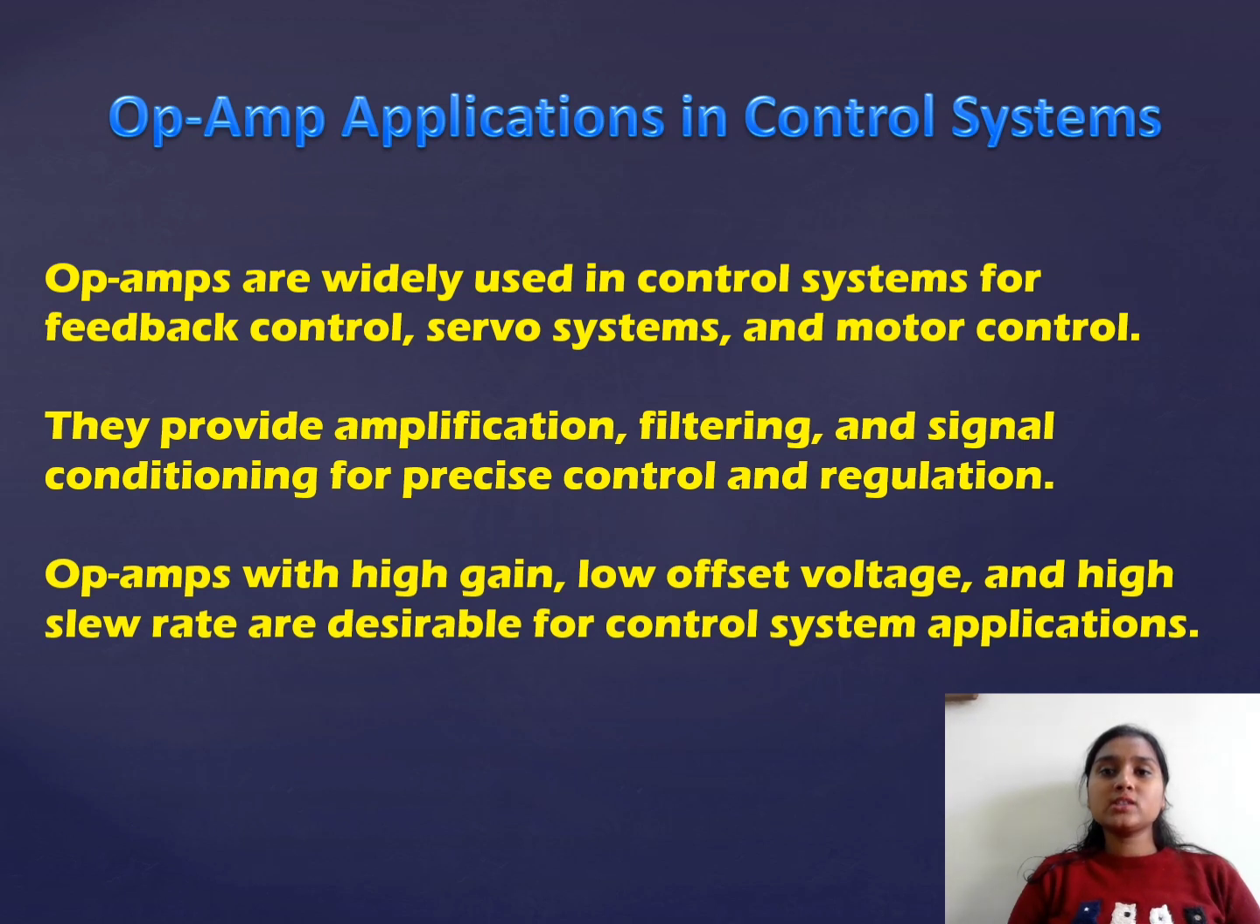Op-amp application in control systems. Op-amps are widely used in control systems for feedback control, servo systems, and motor control. They provide amplification, filtering, and signal conditioning for precise control and regulation. Op-amps with high gain, low offset voltage, and high slew rate are desirable for control system applications.